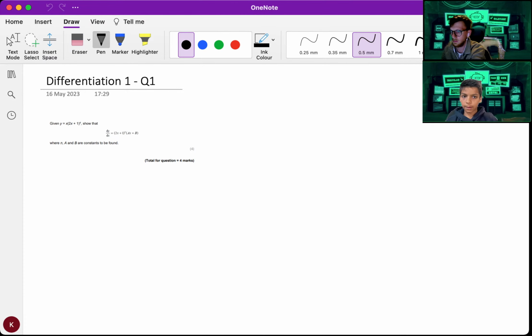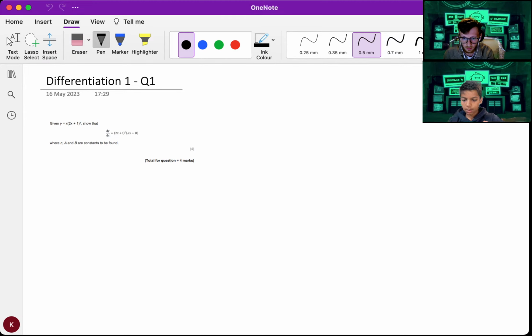So for the first question, given y is x times (2x plus 1) to the power of 4, show that dy/dx is (2x plus 1) to the power of n times (ax plus b), where n, a and b are constants to be found.